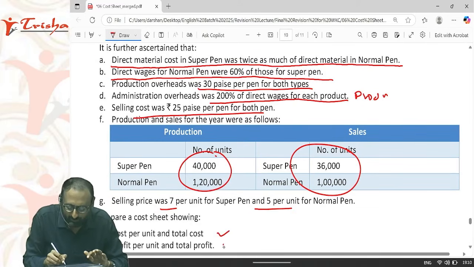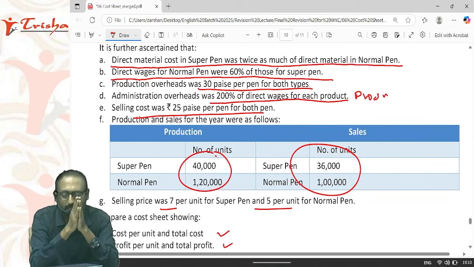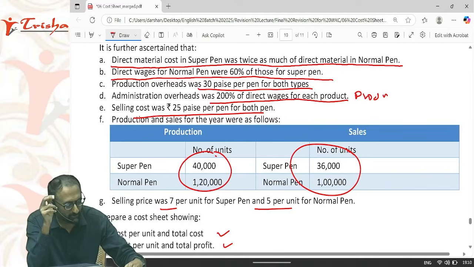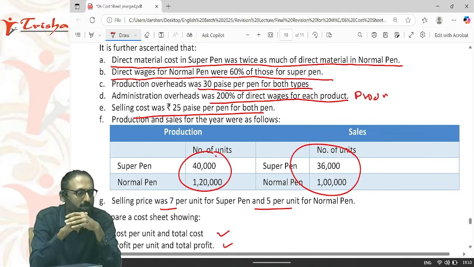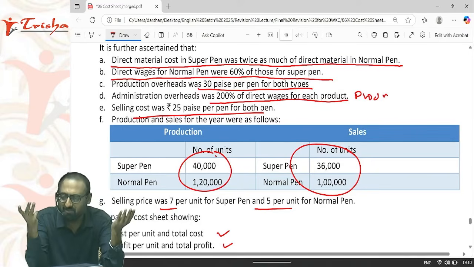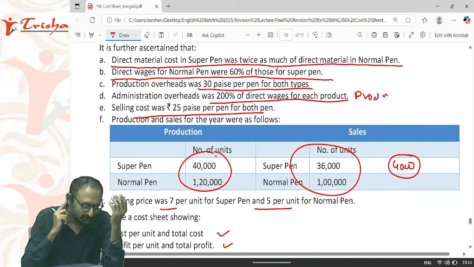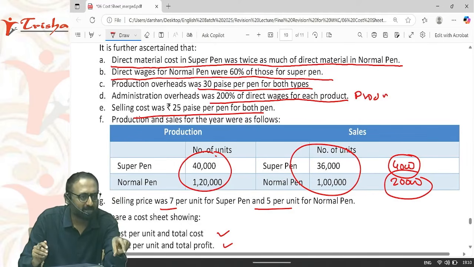Prepare cost sheet per unit and total profit. Sir, how much is the closing stock of super pen? Production is 40,000, sale is 36,000, so how is it 4,000? How much will be the closing stock? Is it 4,000? And how much will be the closing stock of normal pen? 20,000. Yes or no?